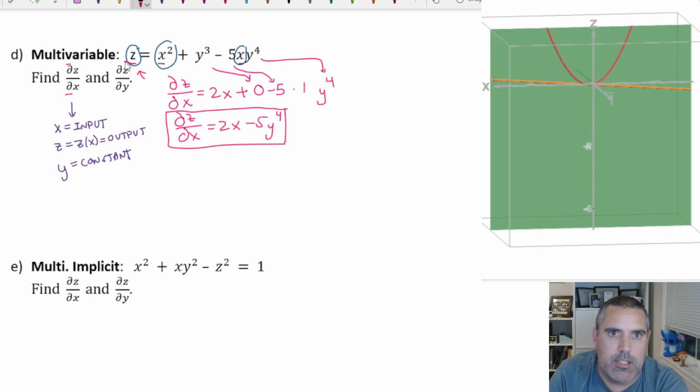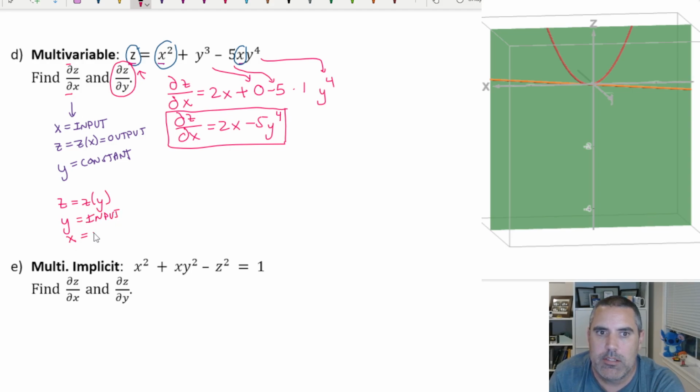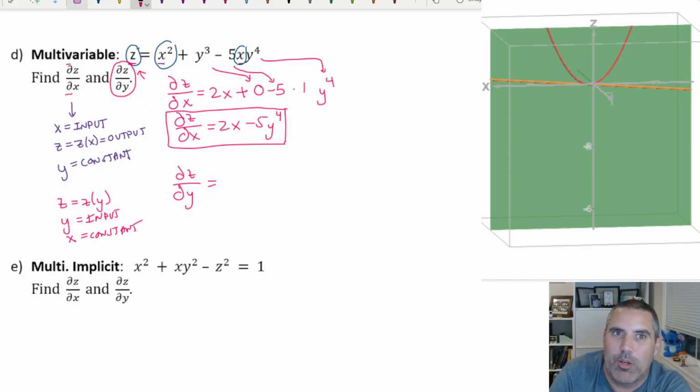So when you see this set of instructions, z is the output. So we're going to say z is a function of y. Y is the input. And now x is a constant. And the hardest part for students is just this shifting of gears and the fact that suddenly y is an input variable. It's mostly a challenge of focus. It's not really new rules.